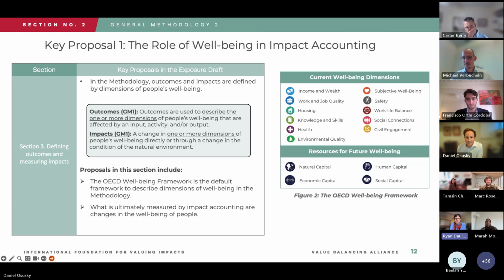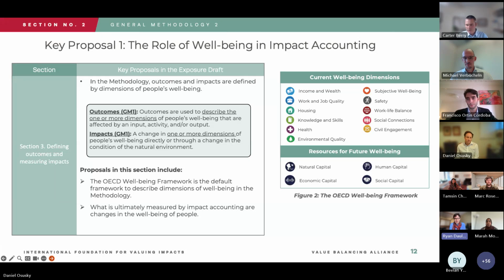So key proposal number 1 relates to the role of well-being in impact accounting. So I'll start by saying that in the methodology, the outcomes and impacts that Dan mentioned in an impact pathway are defined by dimensions of well-being. So well-being is really important. Essentially, if you're looking at any impact pathway, whether it's greenhouse gas emissions, water consumption, or OHS, the end quantity that's being measured by that impact pathway is well-being.